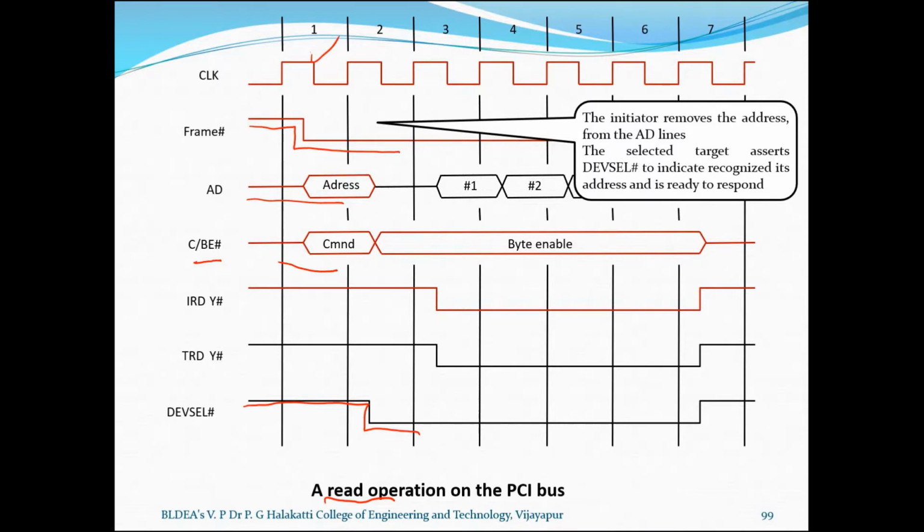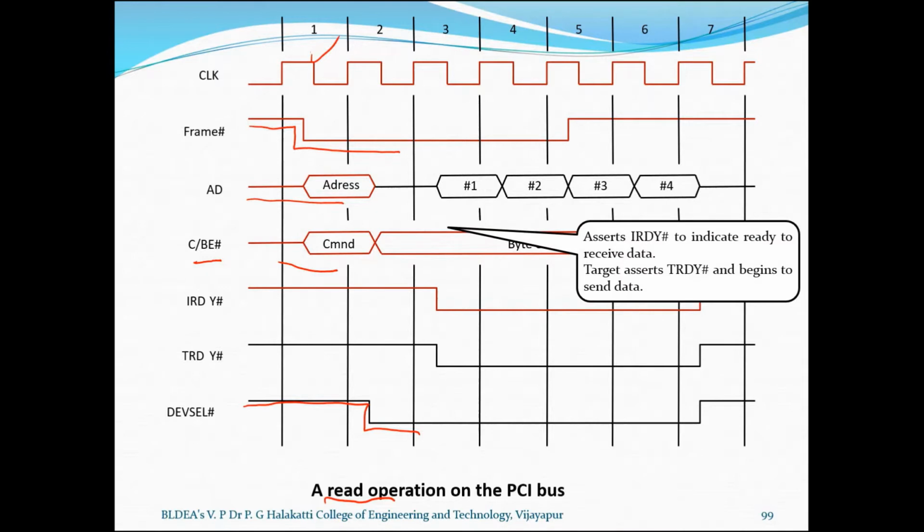The C/BE# command or bus enable lines are used to send a bus command in the first clock cycle. For the rest of the cycle, each of these 4 lines is associated with 1 byte of data on the AD lines. The initiator sets one or more of the byte enable lines to indicate which byte lines are to be used for transferring data. If the target is capable of transferring 32 bits at a time, all 4 C/BE# lines are asserted.